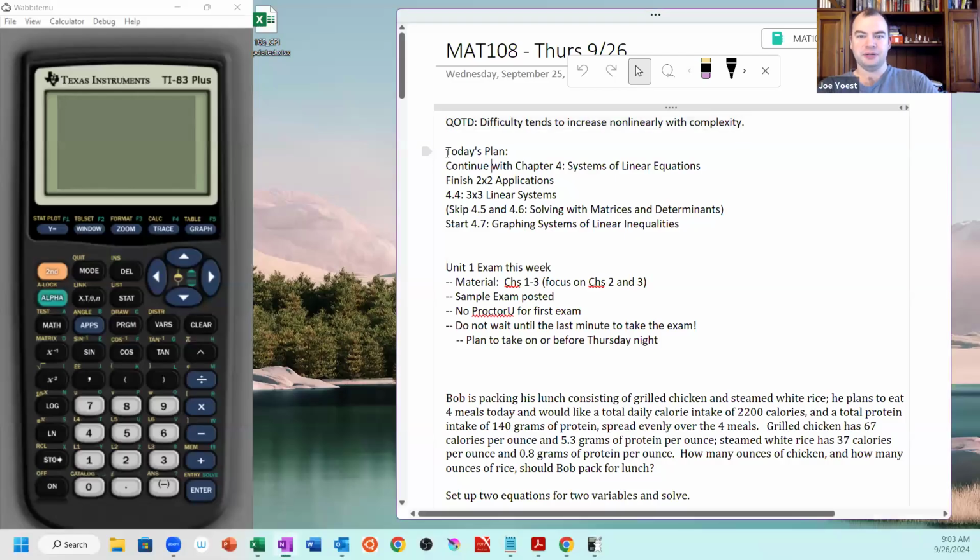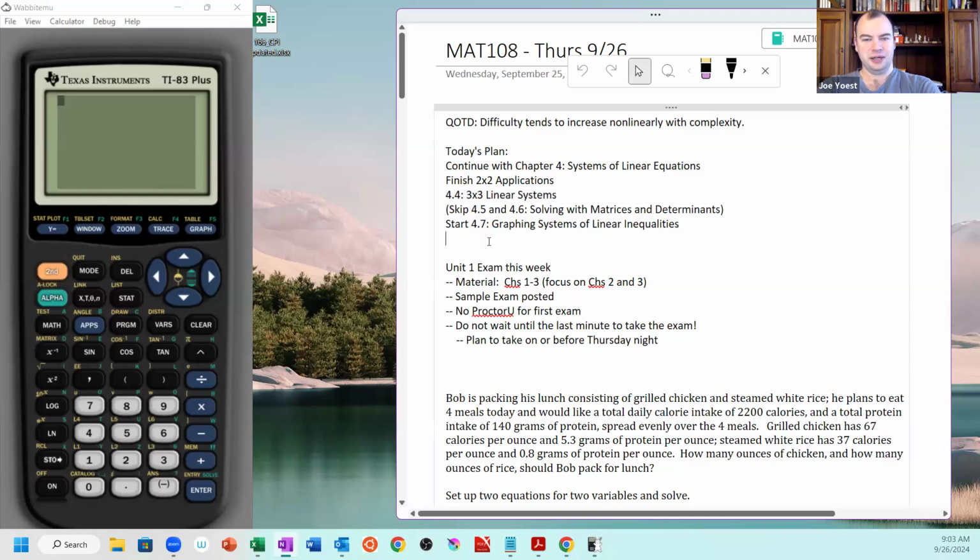All right, so the plan for today is to just continue with chapter 4, and we should finish up 2x2 applications and a couple problems here. 2x2 meaning 2x2 linear systems, so two variables and two equations. And then moving on to 4.4, 3x3 systems, so three variables, three equations. We'll look at a couple examples of those.